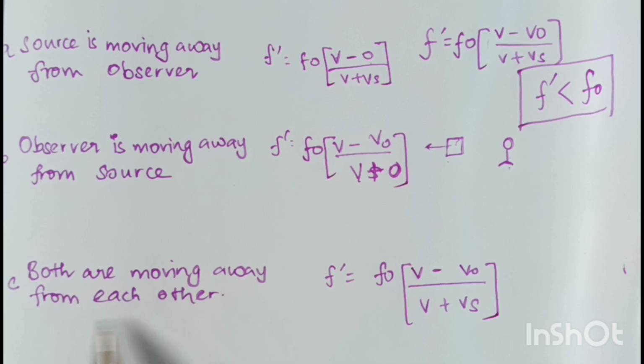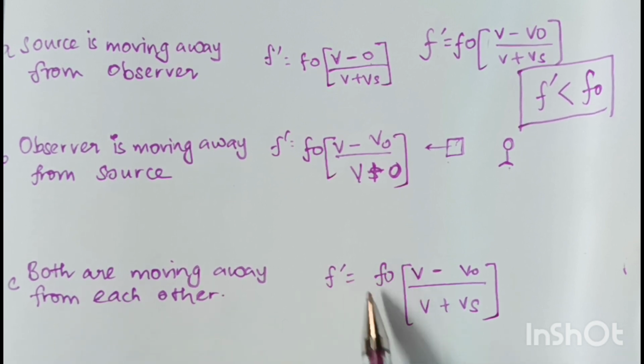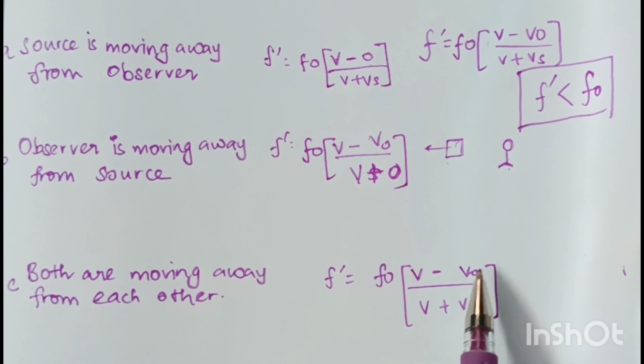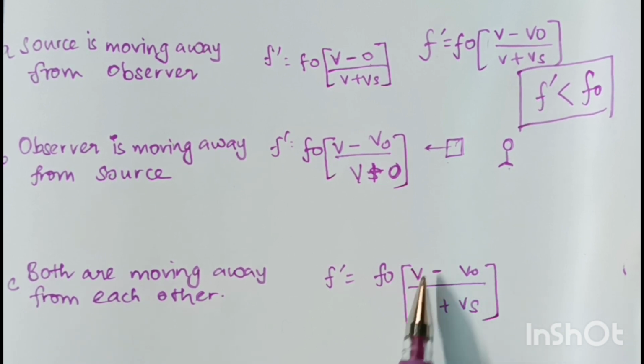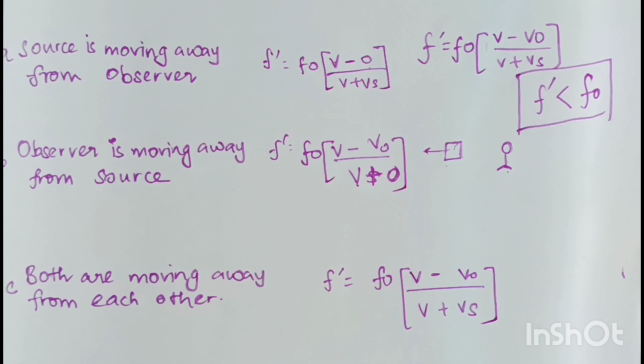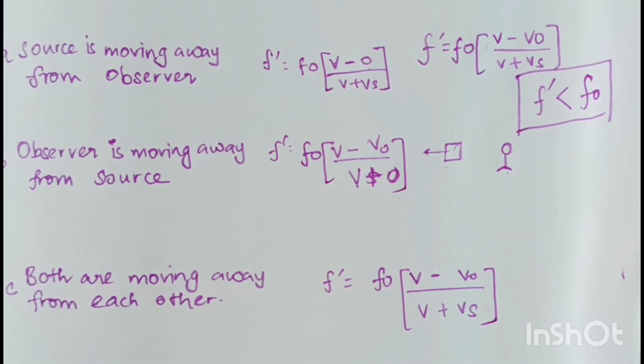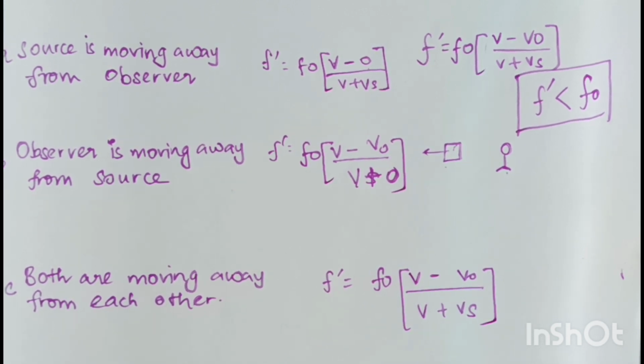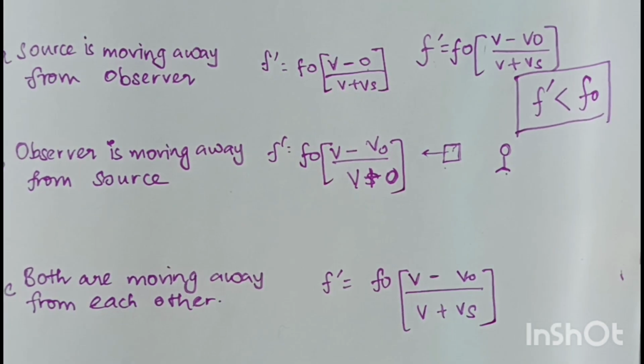Now if both are moving away from each other, then f dash equals fo into (v minus vo) by (v plus vs), and as such it is simple. We are making the numerator decrease and the denominator increase, so that we get the apparent value lesser than the original value. And this is all about the Doppler effect, and we will see some more questions so that we get a clear idea of this.